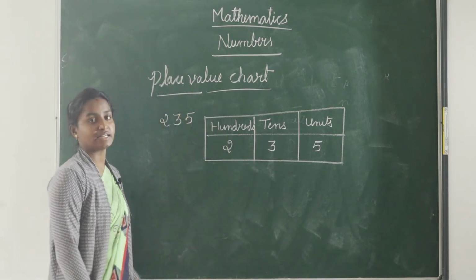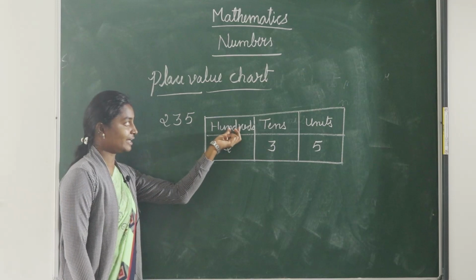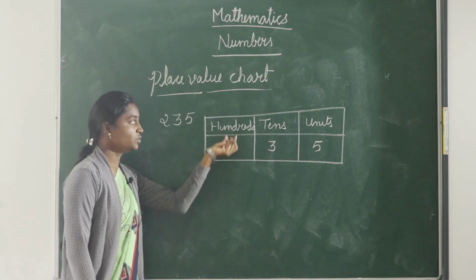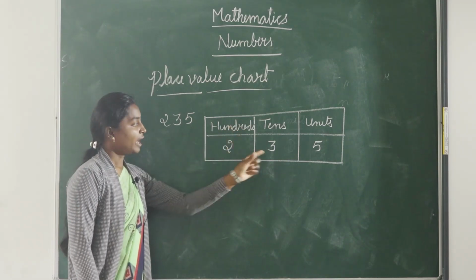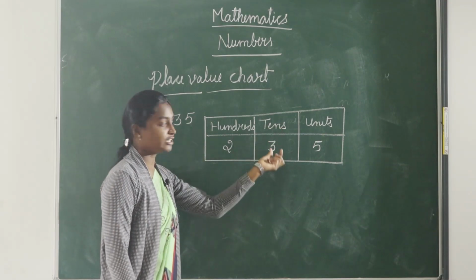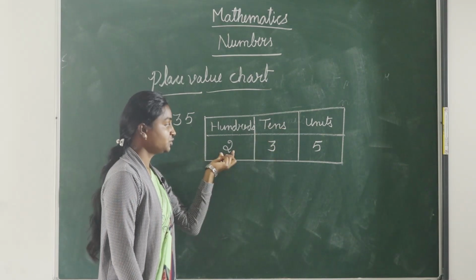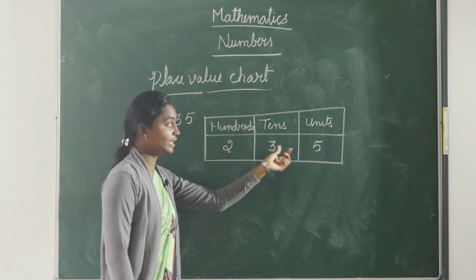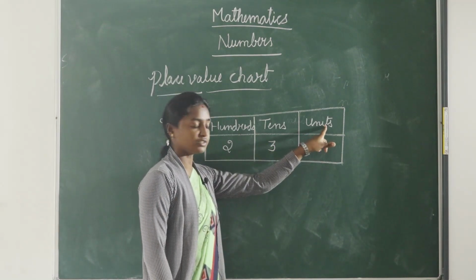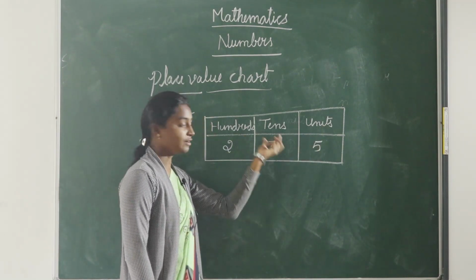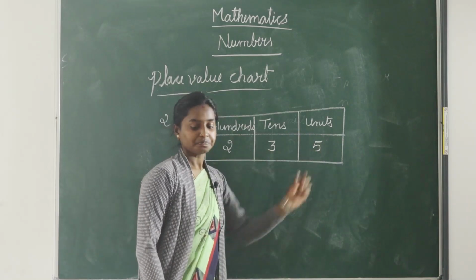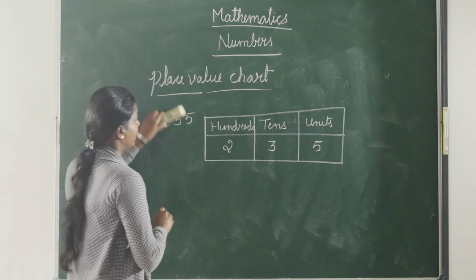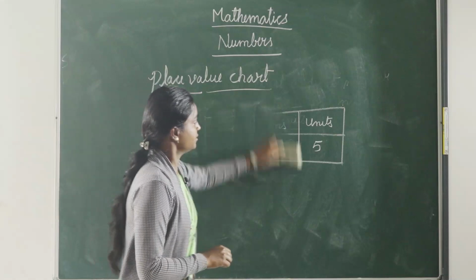So how to read this number? So 2 is standing in hundreds. So 200. And 3 is standing in tens. That means 30. 230. 5 is standing in units place. So 235. Now you already have learned about abacus.